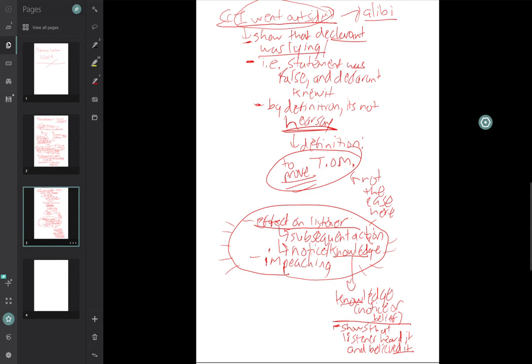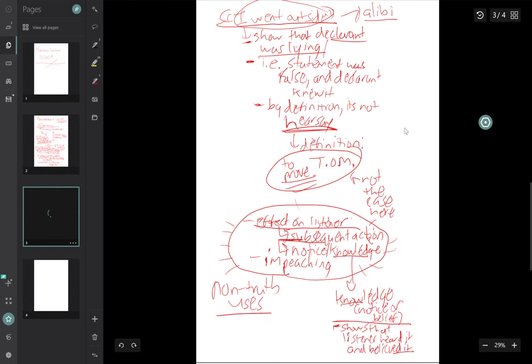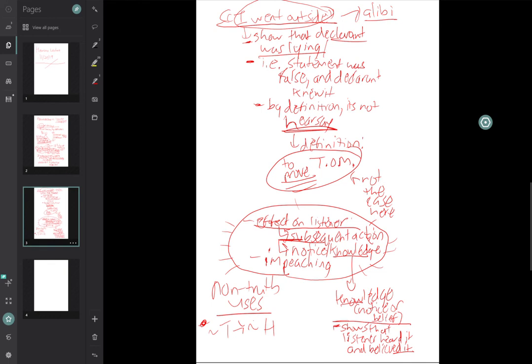Okay? So when you're offering something for knowledge, you're not offering it to show the truth of the matter. When you're offering something for subsequent action, you're not offering it to show the truth of the matter in the statement. These are non-truth uses. If it's not being offered for the truth, I'll just write it, I'm sorry, y'all: if not for the truth, then it's not hearsay. Okay? Simple and plain.